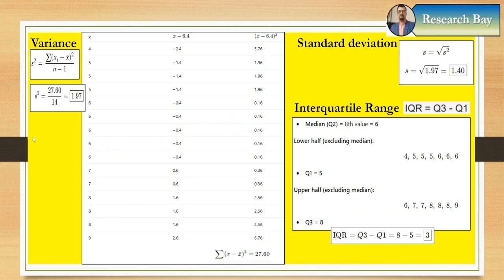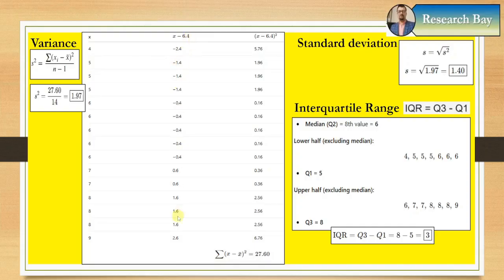Now, here is a calculation of variance on the same data set which we saw for measures of central tendency. The formula for variance, which we have already discussed. These are the marks of the students, and 6.4 was the mean, right? So deviation is data point minus mean. 4 minus 6.4. That's why x minus 6.4. X stands for 4 over here. Then the second row, x stands for 5. In the third row, x stands for 5 again. So that's why you see minus 1.4, minus 1.4. 5 minus 6.4 is minus 1.4.